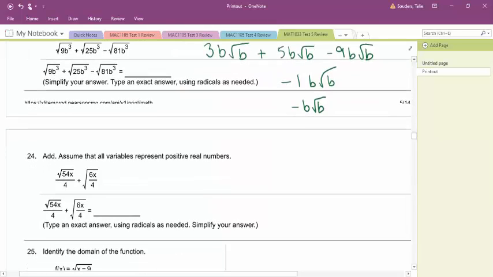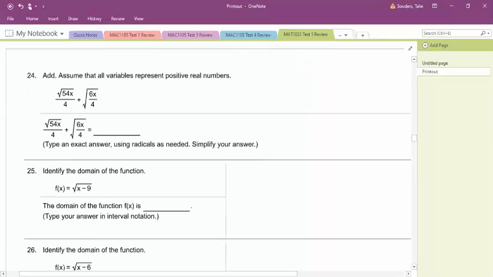What about number 24? How could we simplify the square root of 54x? Do you want to try this one? What goes into 54? What perfect square goes into 54? But you can use it to help you figure out what divides evenly. So do you know your perfect squares? Like 1 squared is what? 1. Okay.